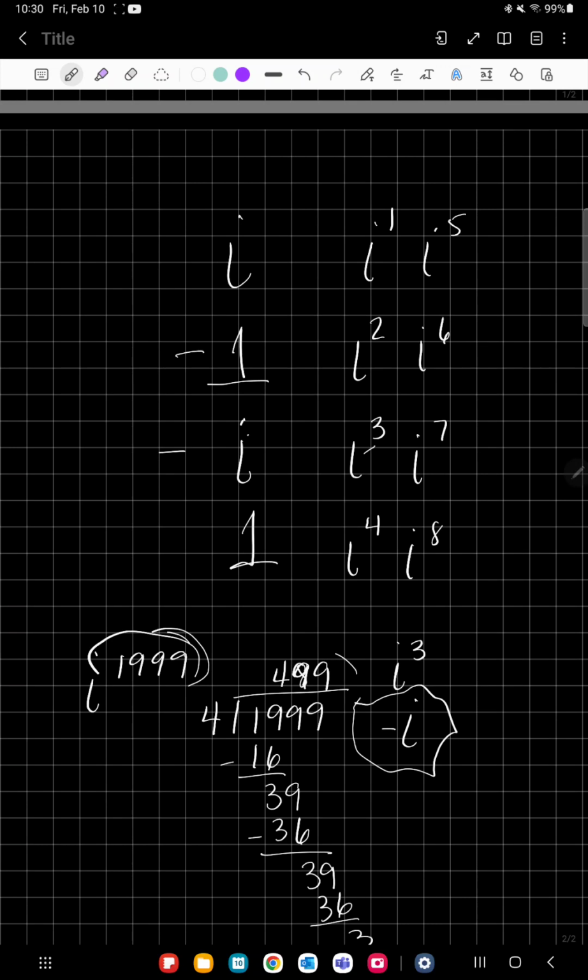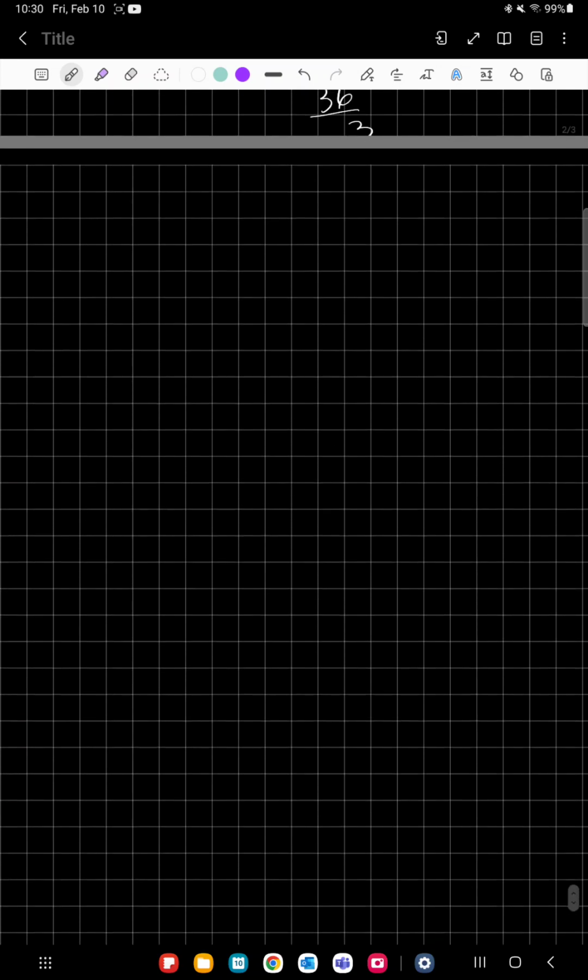Okay, hope that helped. Break that down a little bit more, let you see it with different numbers. I wonder, did anybody tell you what to do with this? What if you had i to the negative third? What would you take that as? What would you do with that? i to the negative third.